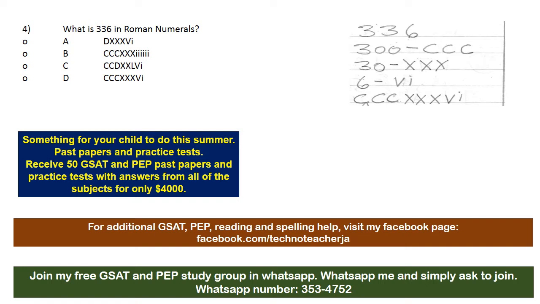So again, for 1, they use I. For 5, they use V. For 10, they use X. For 50, they use L. For 100, they use C. For 500, they use D. And for 1000, they use M. Okay.